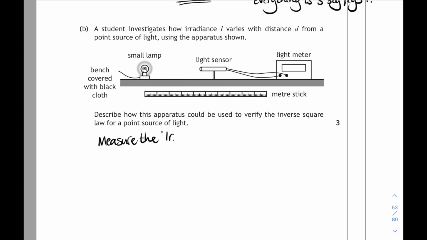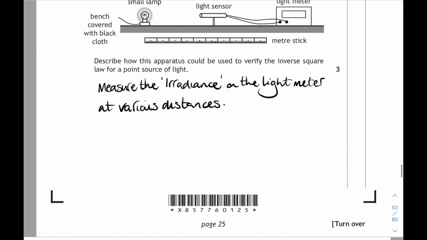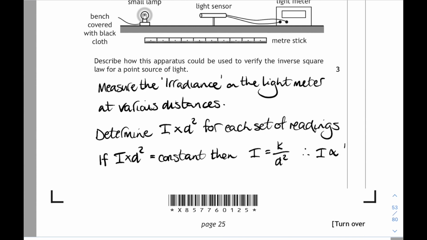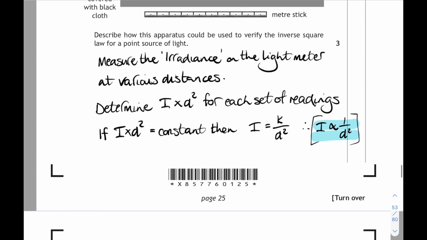So the measurements we're going to make here is we're going to be measuring the irradiance on the light meter at various distances, which we're measuring with a meter stick, and we're going to determine I times d squared for each set of readings. I times d squared should be equal to a constant, and if it is, then we have verified that I varies with 1 over d squared. That's the inverse square law. Irradiance varies with 1 over the distance squared.